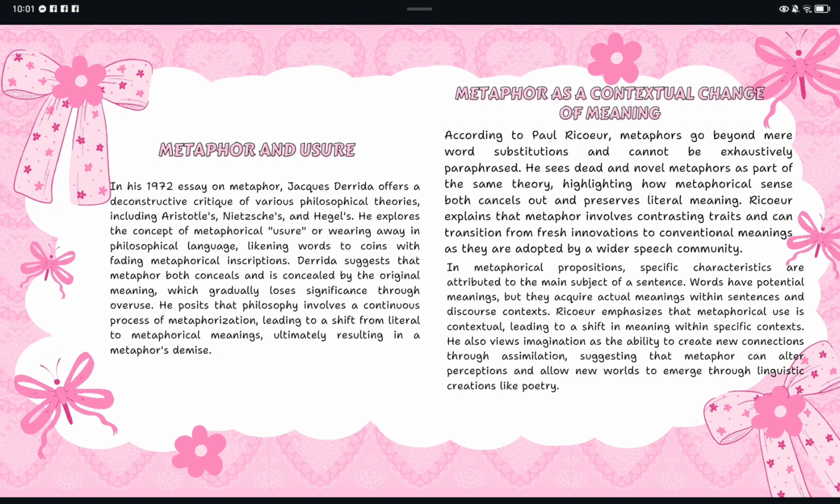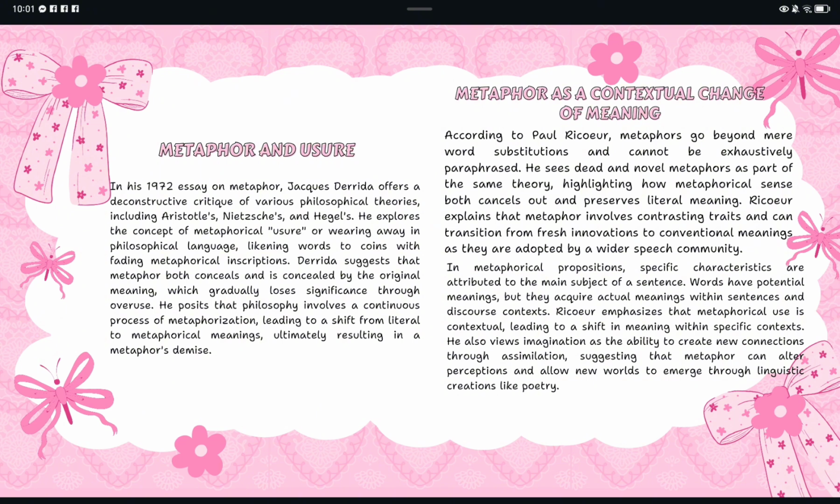We have here metaphor and usure. Jacques Derrida's 1972 essay, White Mythology: Metaphor in the Text of Philosophy, is a landmark work that deconstructs the traditional understanding of metaphor, particularly in the context of philosophical discourse. Derrida's approach is inherently critical and seeks to dismantle the assumptions underlying established theories of metaphor, including those of Aristotle. He does this by focusing on the concept of usure, which translates roughly to wear and tear, to describe the gradual erosion of meaning in metaphorical language as it is used and reused within philosophical discourse.